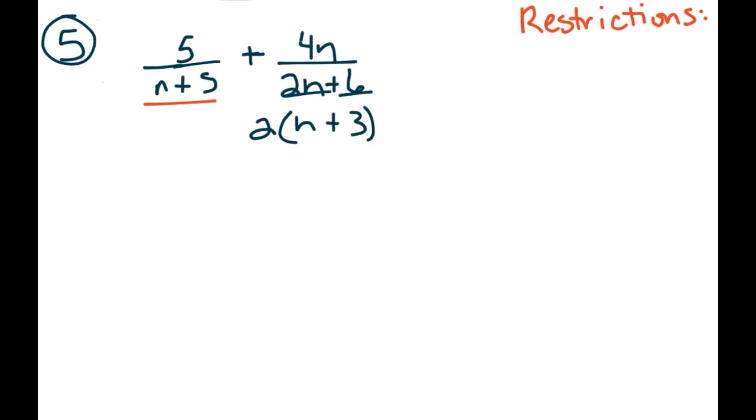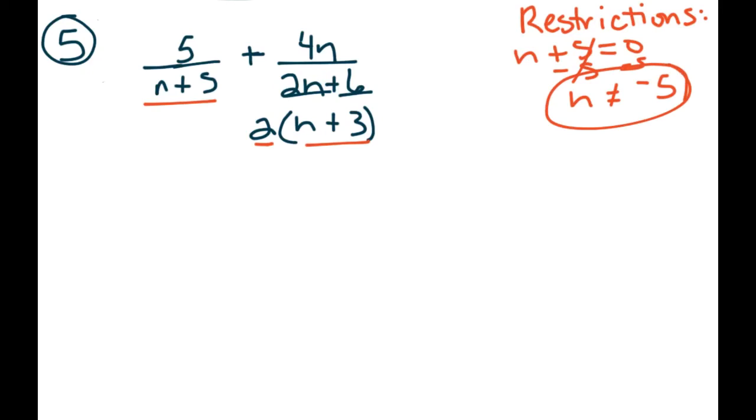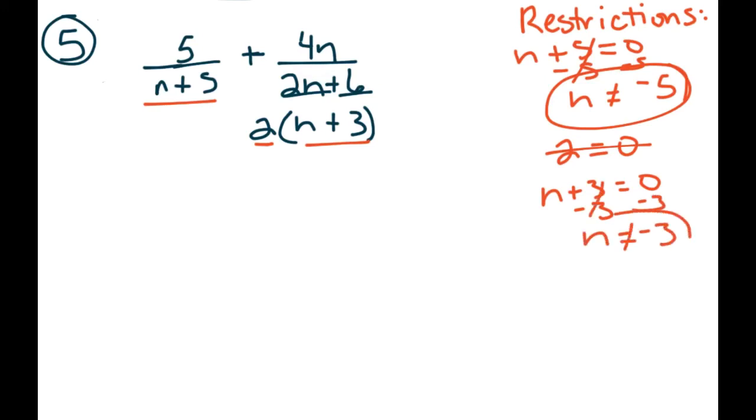Alright, so let's go over. We've got n plus 5 equals 0, subtract 5, n cannot equal negative 5, and then 2 equals 0 isn't a true statement, so we're ignoring that one. And then n plus 3 equals 0, minus 3 from both sides, and we get n equals negative 3. So negative 3 would make it 0 also. So we've got our two restrictions.